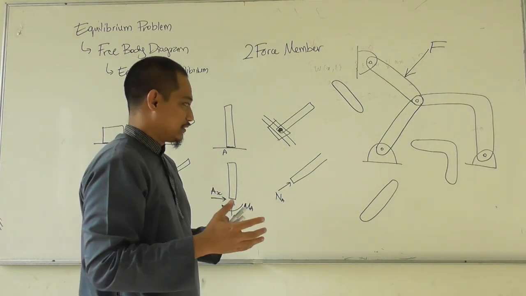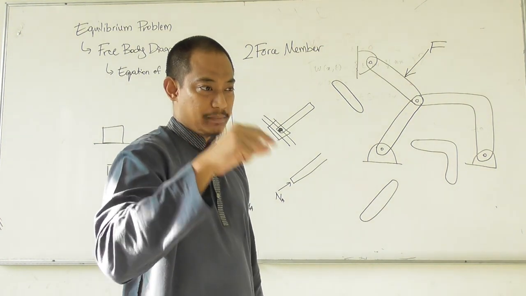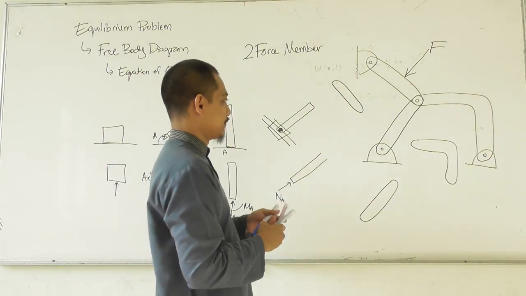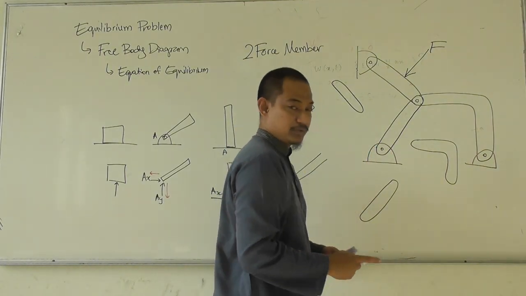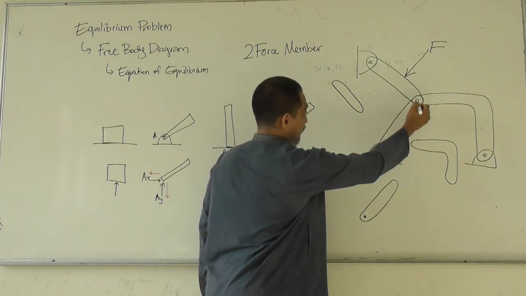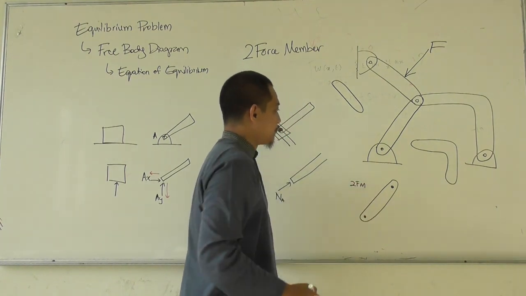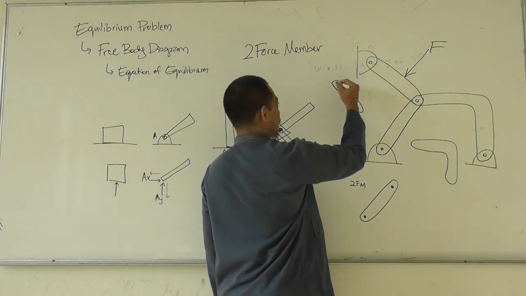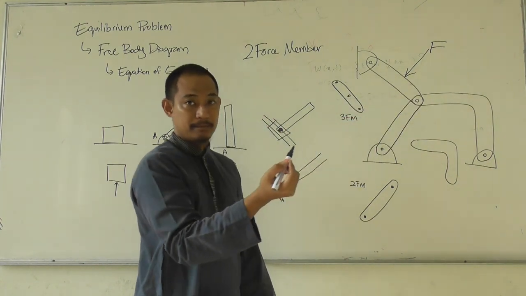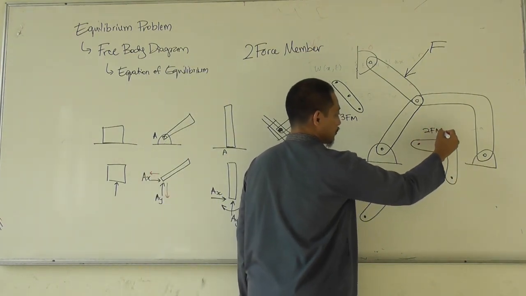Now, how to identify whether there's a two force member or not is basically, by definition, the member only has forces acting on it at two distinct points. For example, this member here. Where are the points where you have forces? One is here, and another one is here, right? So by definition, this is a two force member. What about this one? In this case, you can see one point here, another point here, another point here. So this is actually a three force member. Right? In this case, one point here, this is a two force member.